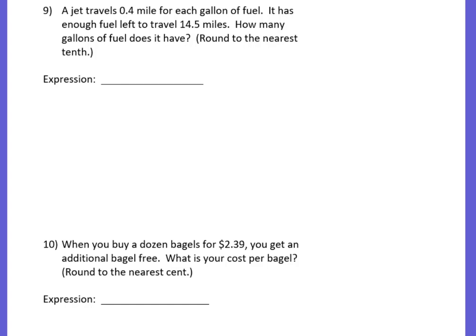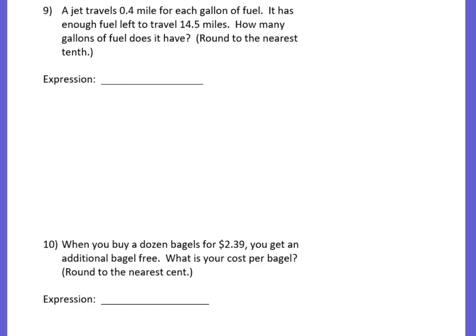Okay, I believe I told you to go ahead and skip 7 and 8, so let's look at number 9. A jet travels 4/10 miles for each gallon of fuel. It has enough fuel left to travel 14.5 miles. How many gallons of fuel does it have?